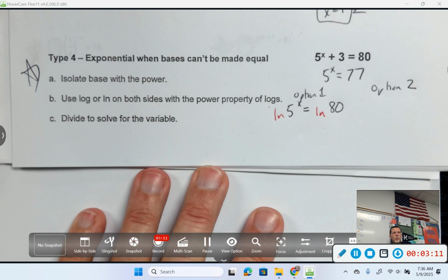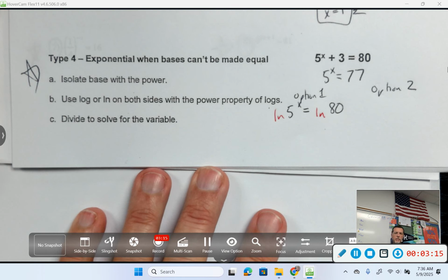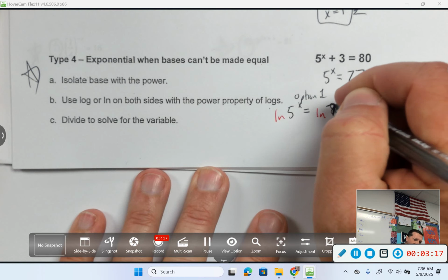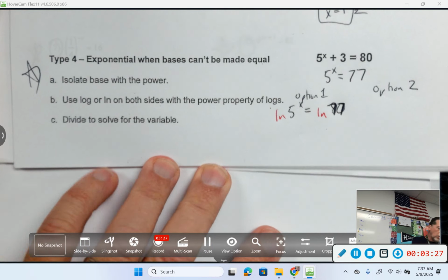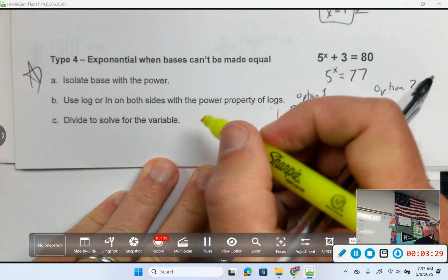And maybe that feels weird because you're like, wait a minute, that makes things more complicated. You mean 77? I do mean 77. Thank you. Yes, it makes it more complicated. It puts a natural log on both sides. But do you know what this power property of logs is referring to?